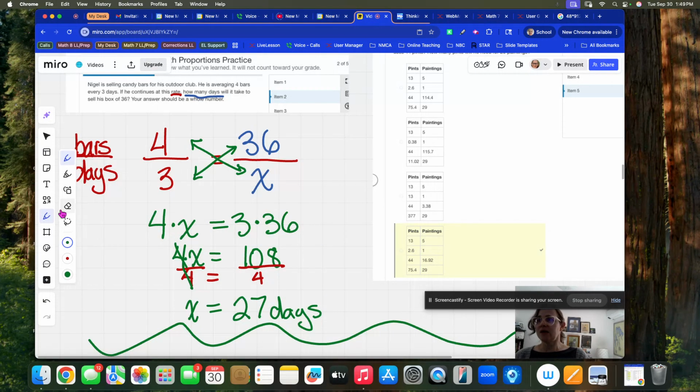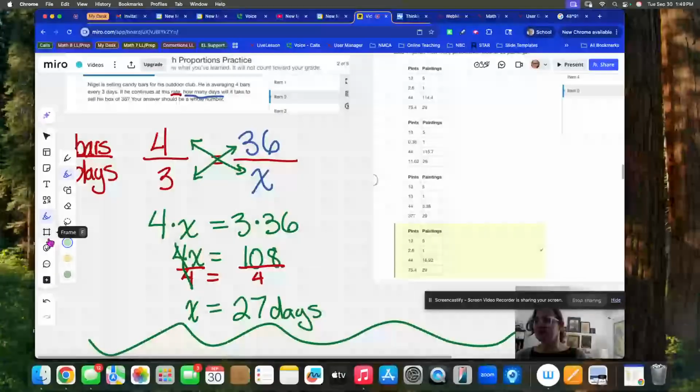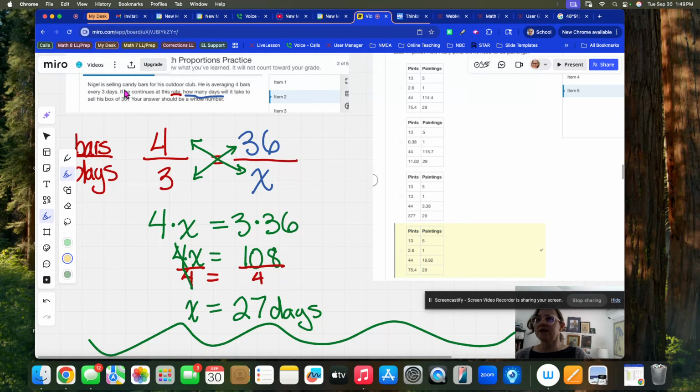Okay, and again, the important parts of this process are identifying the rate. That was here, 4 bars every 3 days. Then I wrote this word ratio here, and that helped me figure out that the 36 needed to be in the numerator and the x needed to be in the denominator. So that was important too.